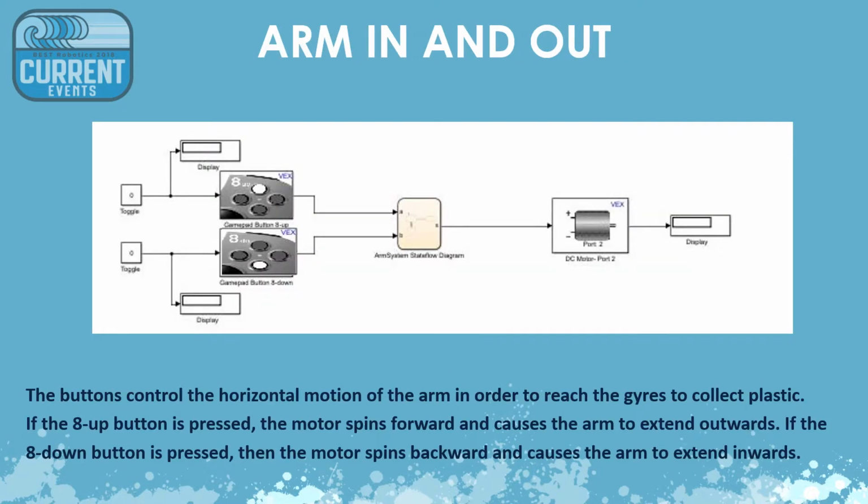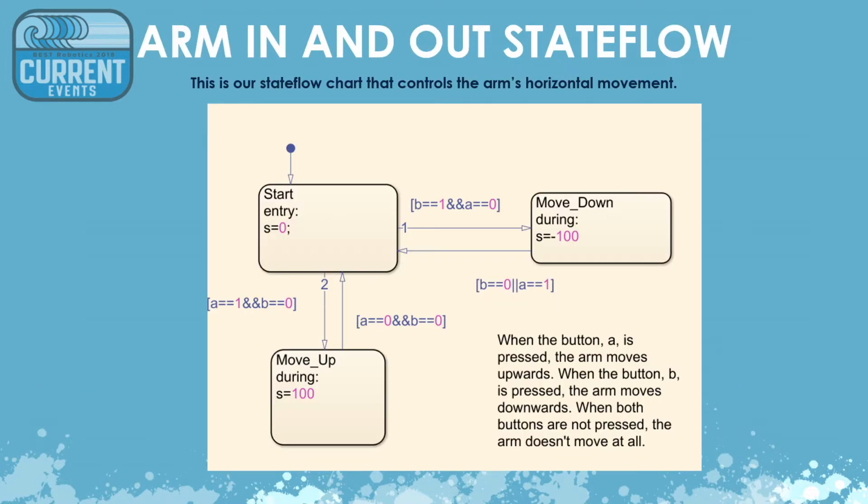The buttons control the horizontal motion of the arm in order to reach the gyres to collect plastic. If the 8 up button is pressed, the motor spins forward and causes the arm to extend outwards. If the 8 down button is pressed, then the motor spins backwards and causes the arm to extend inwards.